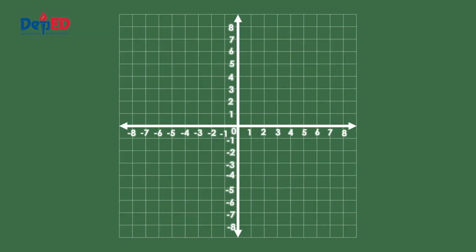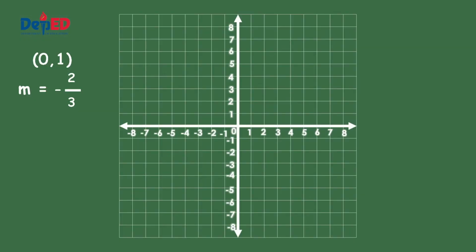Next, let's graph the linear equation with a slope of negative 2/3 that passes through the point 0, 1. We only have 1 point, but we are given a slope that would help us to identify the other point. First, we plot the point 0, 1. Observe that the x-coordinate is 0. Therefore, we have the y-intercept here. So, we locate the point on the positive y-axis at 1.